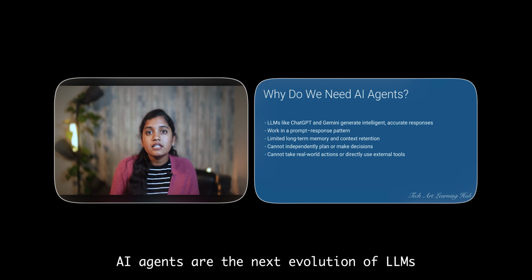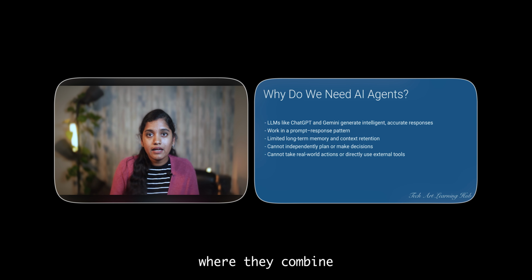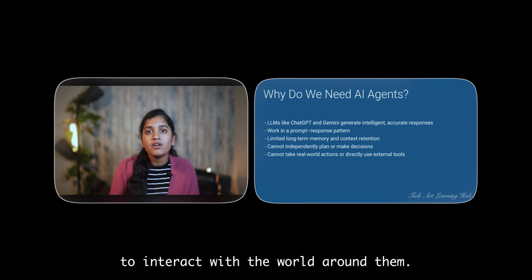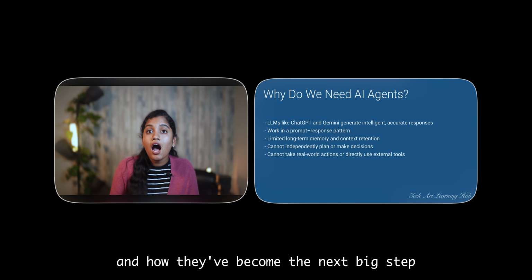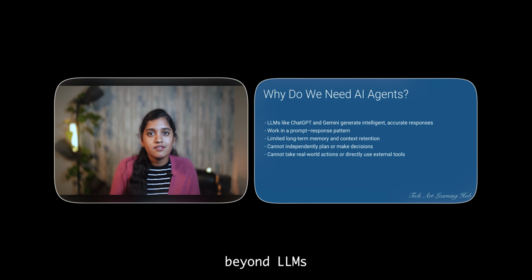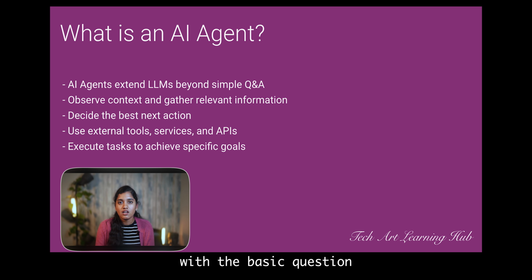AI agents are the next evolution of LLMs, where they combine a reasoning loop, memory, and tools to interact with the world around them. So in this session, we'll talk about what agents are, what their best features are, and how they've become the next big step beyond LLMs. Let's start with the basic question: what is an AI agent?